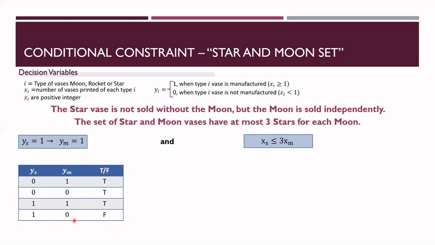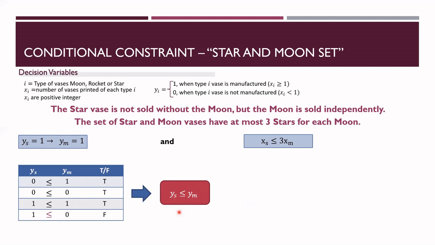And for this statement to be false, it's easy to know that I can only add this relationship. If I add this relationship, then this will be false, and the rest are going to be true. So that's exactly what I want. So a very easy way to model this is just making the relationship of ys has to be less or equal to ym.